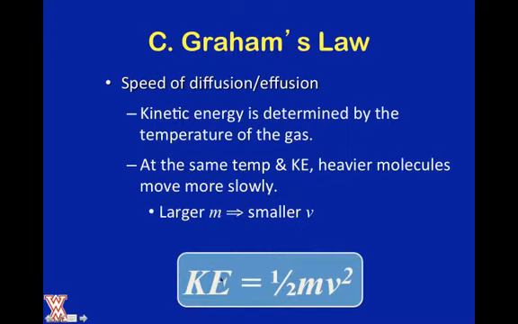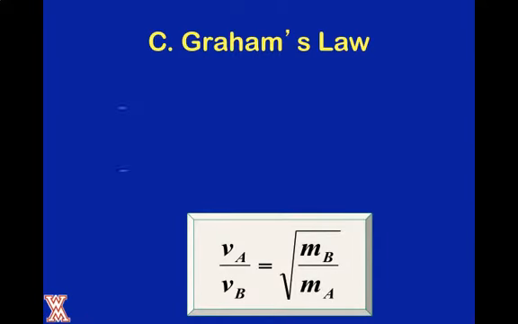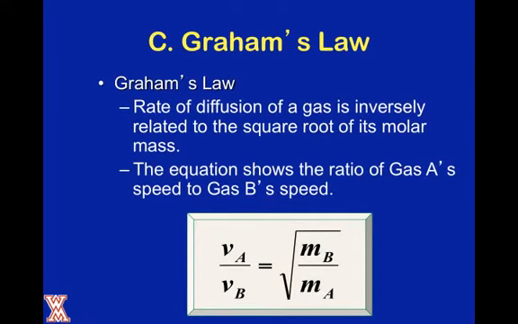It says kinetic energy is equal to 1/2 the mass times the velocity squared. Now, this is Graham's law. Graham's law is the rate of diffusion of a gas is inversely related to the square root of its molar mass. So the speed of gas A over gas B is equal to the square root of the mass of gas B over the mass of gas A.